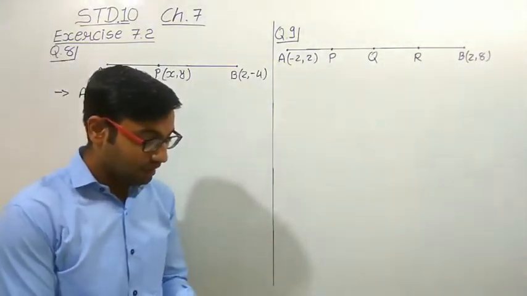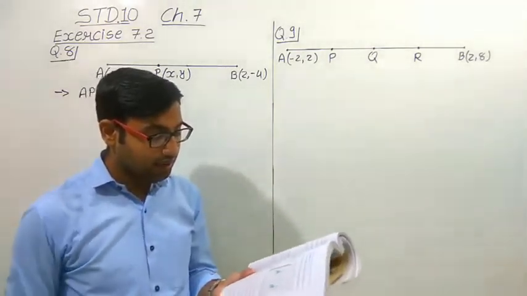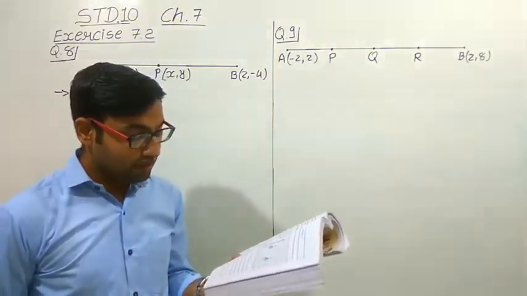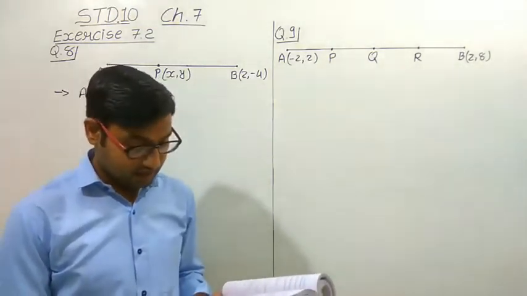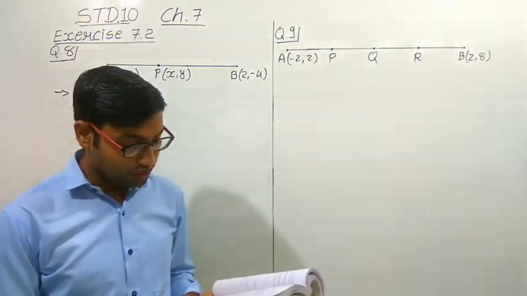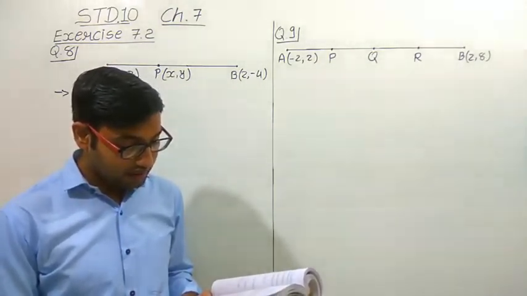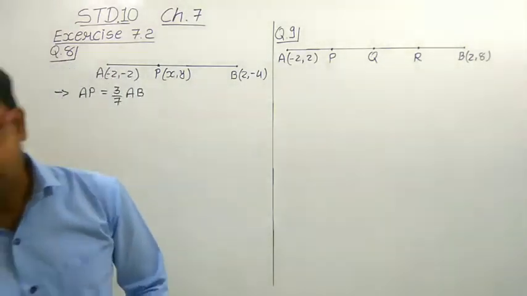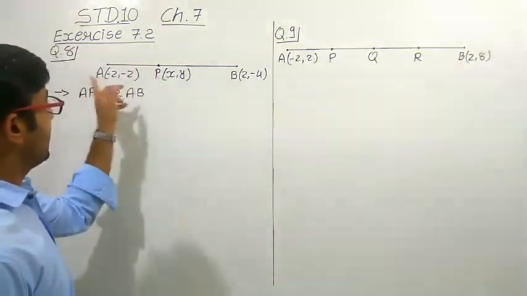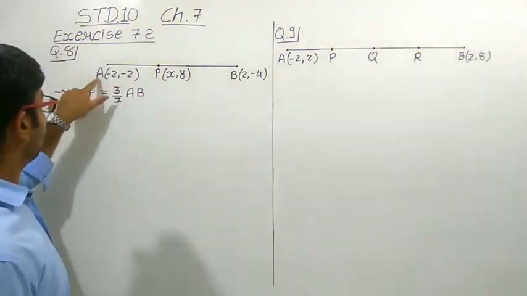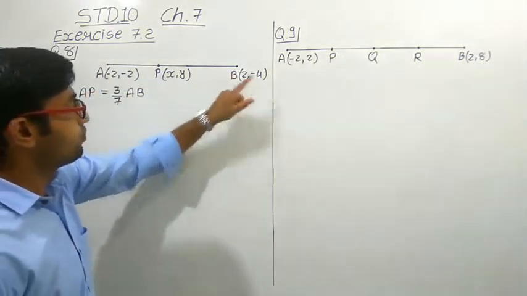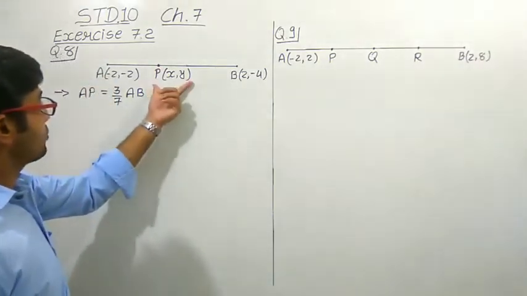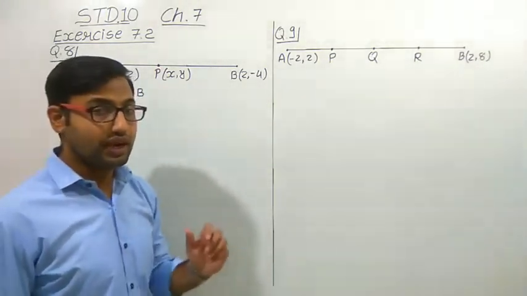The question is: if A and B are (-2, 2) and (2, -4) respectively, find the coordinates of P such that AP is equal to 3/7 of AB and P lies on the line segment AB. So here we are given that P is on the line segment AB, the coordinate of A is (-2, 2) and B is (2, -4). We have to find the coordinate of point P. Let's suppose its coordinate is (x, y).